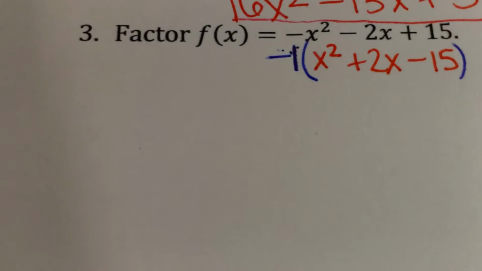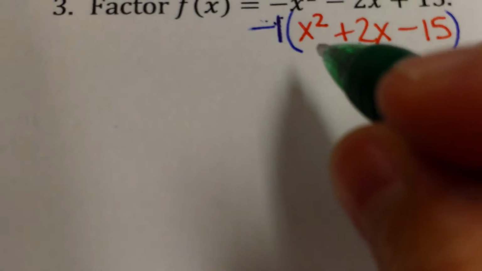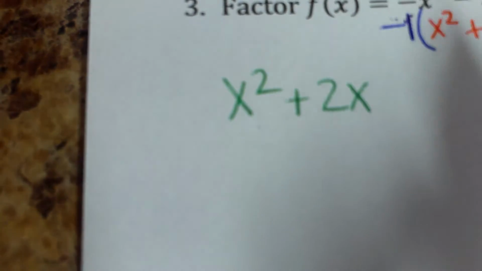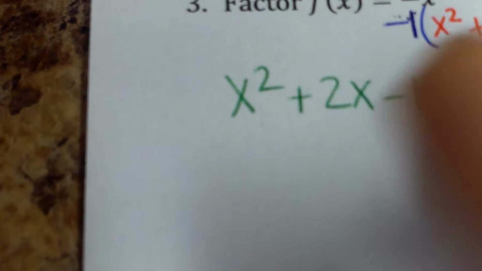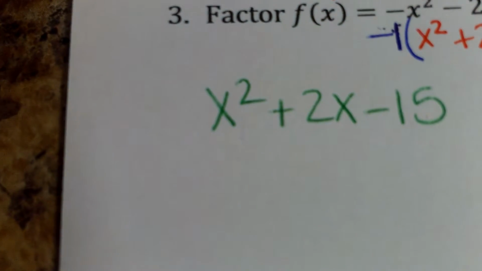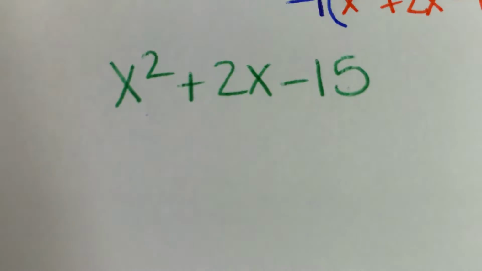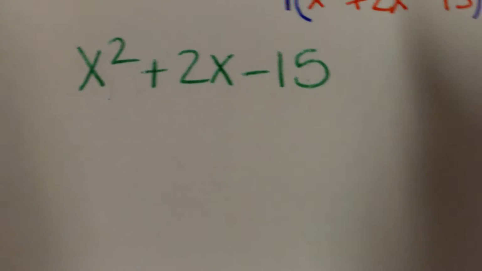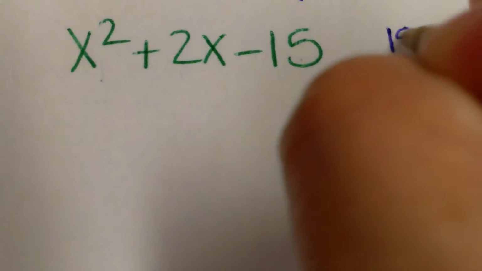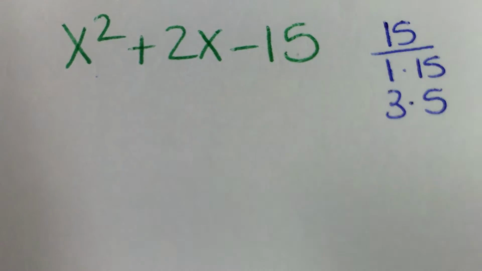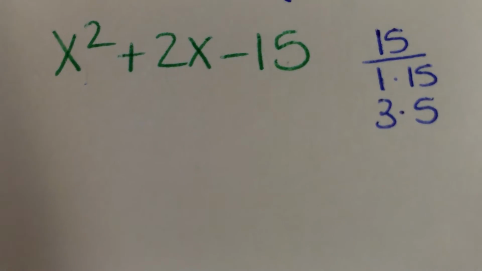Okay, so then now I have to factor out the inside. So I have this x squared plus 2x minus 15. And we have to get the factors of 15. So let's go ahead and, there's a 1 here, so you can multiply 1 times 15, but it's just 15. So we're going to get the factors of 15. 1 times 15, 3 times 5, and that's it.